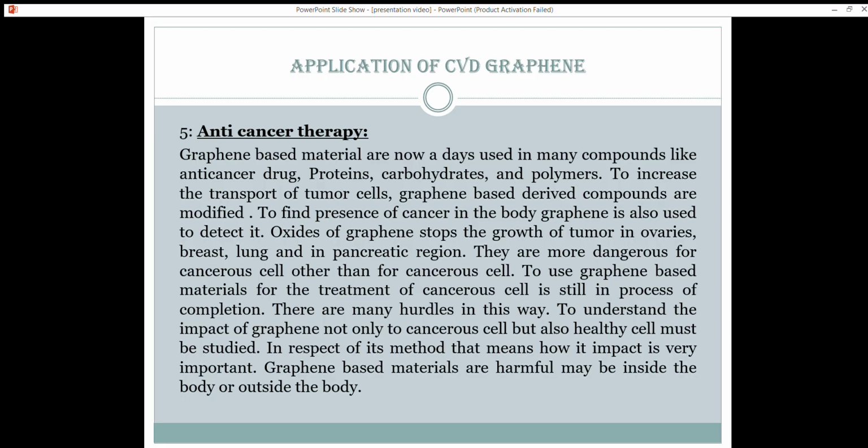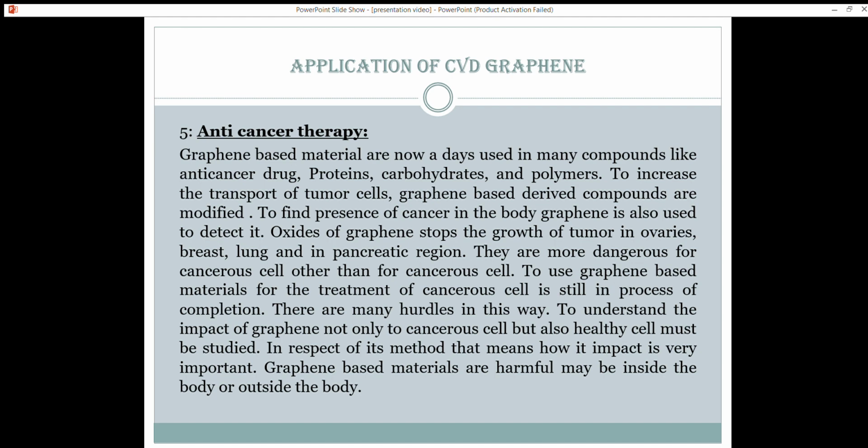Oxides of graphene stop the growth of tumors in ovaries, breast, lungs, and in the pancreatic region. So when we use graphene oxides, it stops the growth of tumors in various parts of the body. They are more dangerous for cancerous cells than for non-cancerous cells. Using graphene-based materials for the treatment of cancerous cells is still in the process of completion.